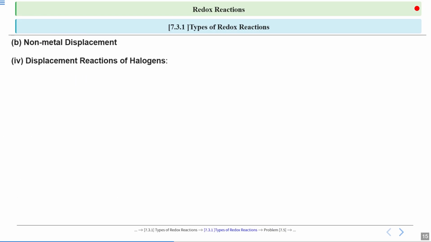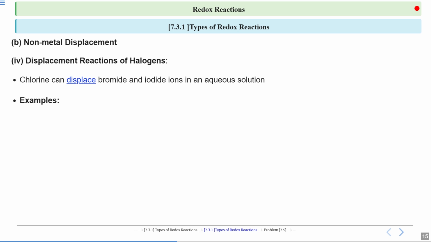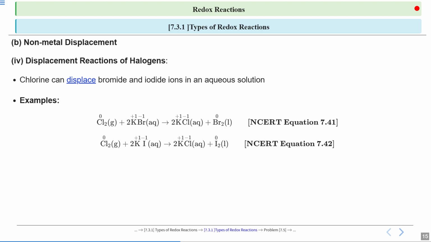If we look more into the displacement reactions of halogens, you will find that chlorine can displace bromide and iodide ions in an aqueous solution. This can be understood with the help of some examples. In the first example, chlorine reacts with potassium bromide forming potassium chloride plus Br2. In the next one, chlorine reacts with potassium iodide forming potassium chloride and iodine.